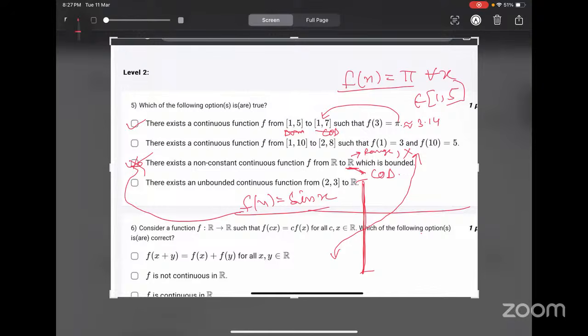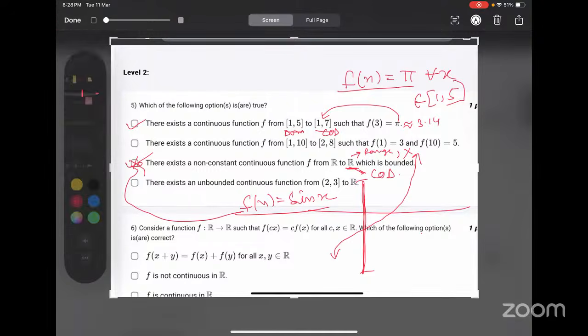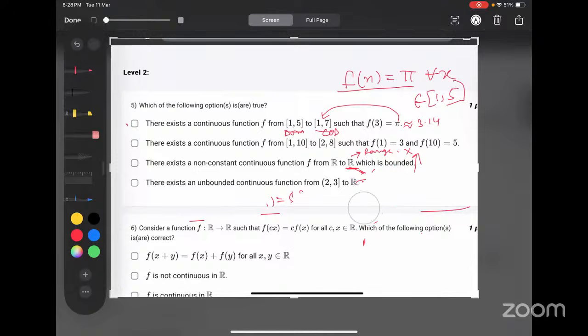Okay. And what about the fourth option? It is wrong only. Why? 2 to 3 has to be bounded, I suppose. Okay, so if the domain is bounded, then we can even define an unbounded function. For example, if I take this function, this is continuous in this domain and this is unbounded. Agree?